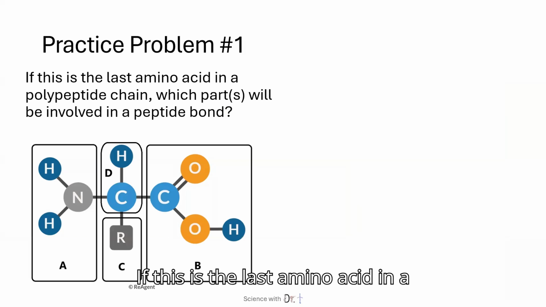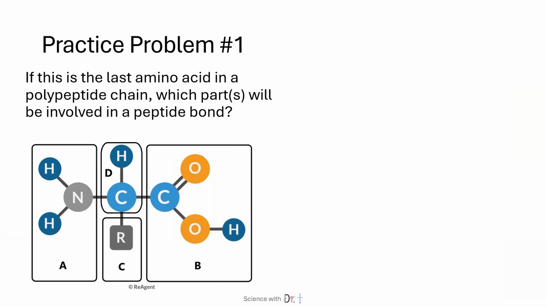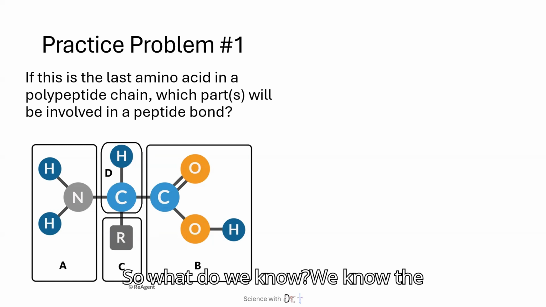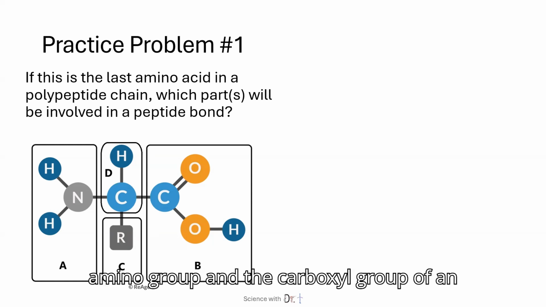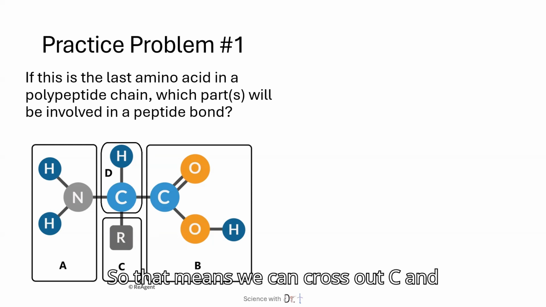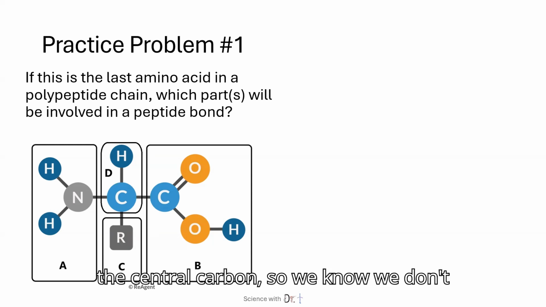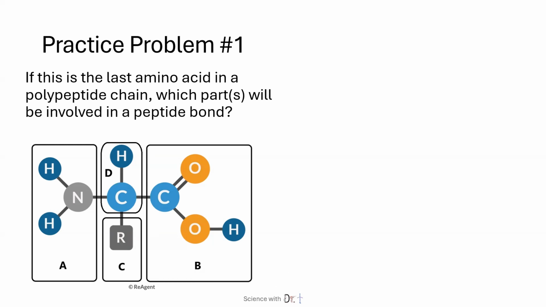If this is the last amino acid in a polypeptide chain, which part or parts will be involved in a peptide bond? So what do we know? We know the amino group and the carboxyl group of an amino acid forms peptide bonds. So that means we can cross out C and D because these are the side chain and the central carbon. So we know we don't need those.